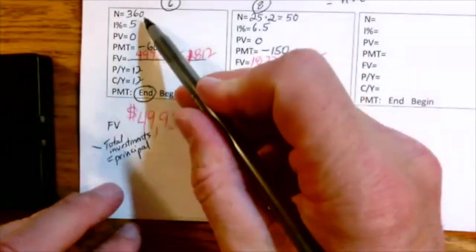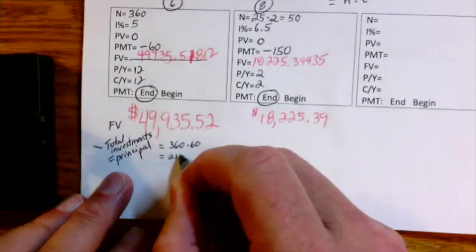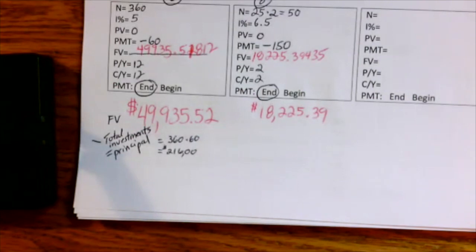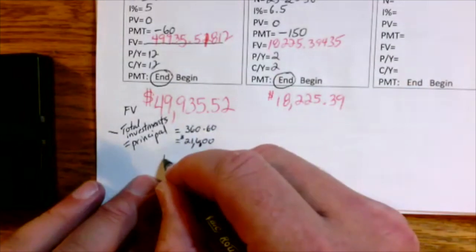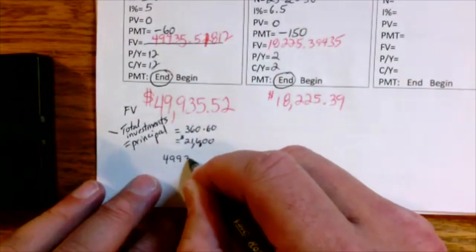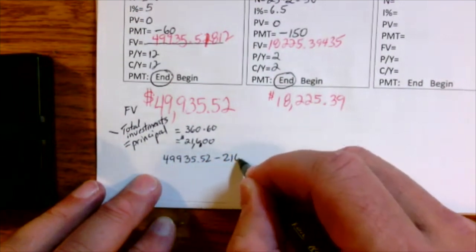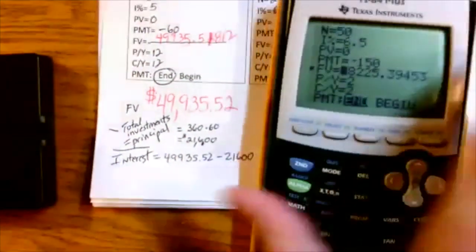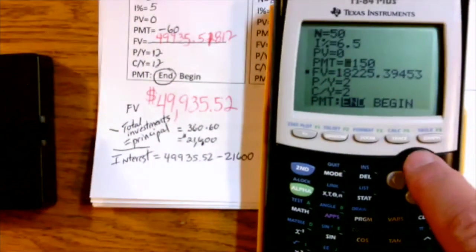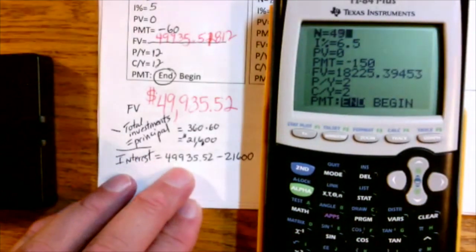Well, we had 360 payments in this case, and we made $60 payments. So that's this amount. 21, oops, got the comma in the wrong spot. 21,600. So if we take the 49,935.52 and subtract what we invested, everything else would be interest. I'm not punching numbers into the TVM solver, I'm just doing the subtraction. But what you should know is that you can do calculations in any row. So I'm just going to do this calculation up in the top row.